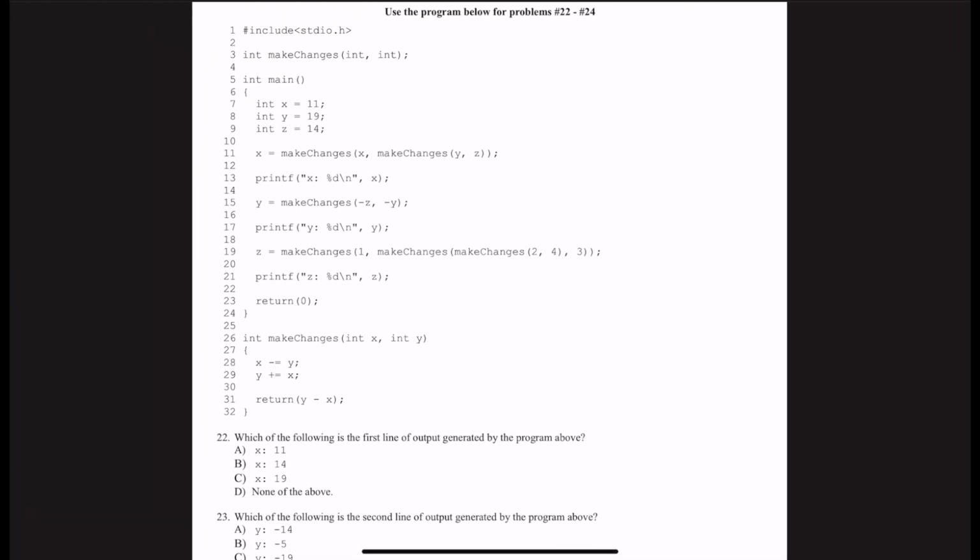All right, now we're on to question 22. So which of the following is generated on line 13? So we have these nested function calls. So remember, we always want to start on the inside and work our way outwards. So looking at this first call, make changes, y comma z, so 19 comma 14.